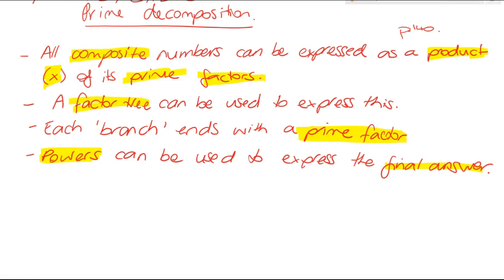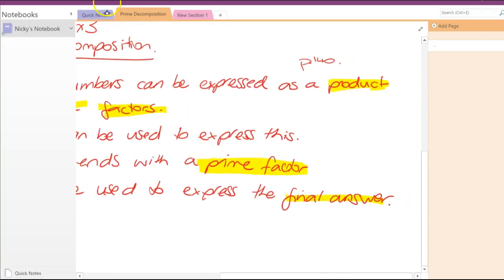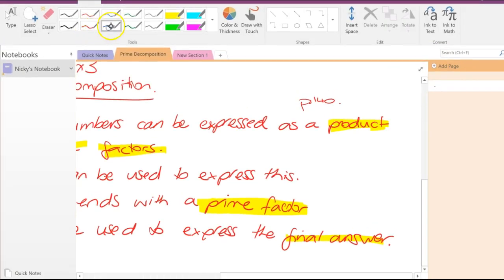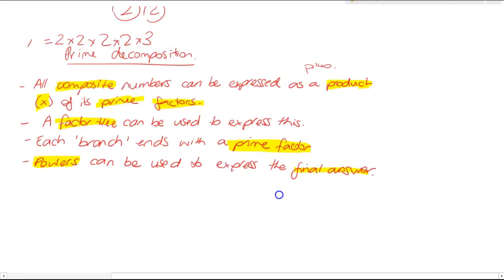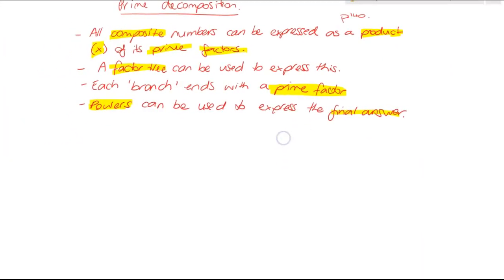Let me just switch my pen. Okay, so I'm going to start with the number 48 today. Now any composite number can be used, and you'll be perhaps provided with one in a question. Okay, so 48 is my beginning number, and that's a composite number.